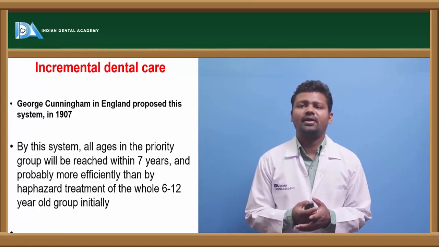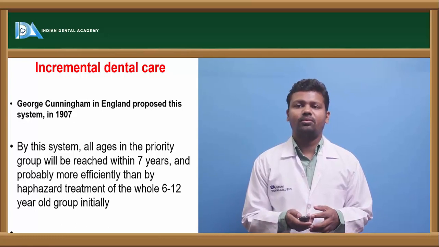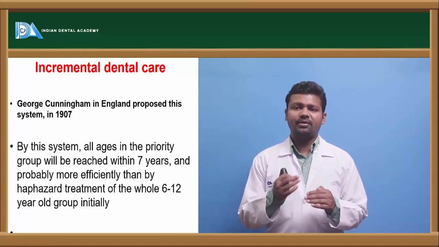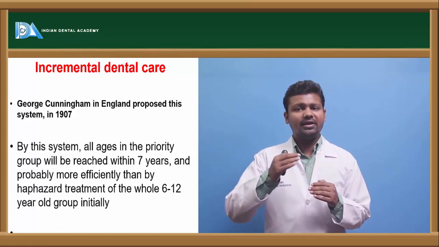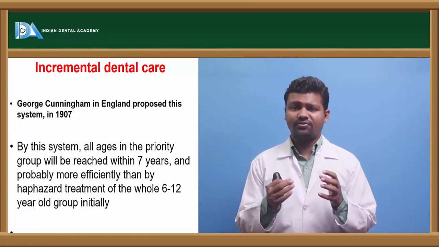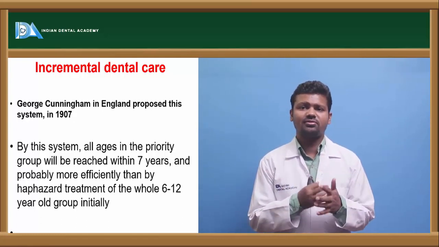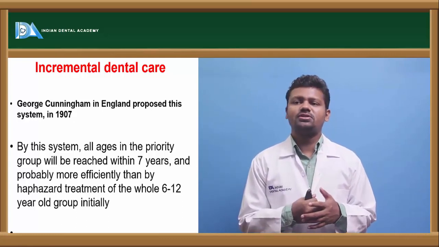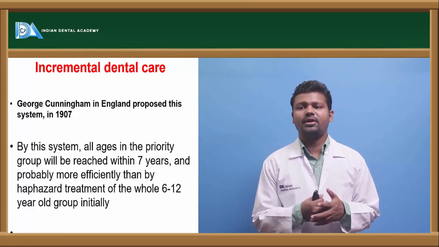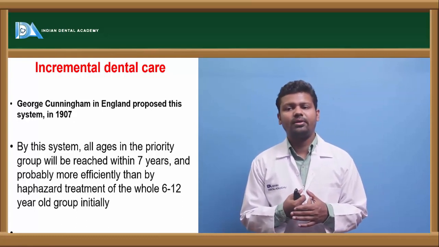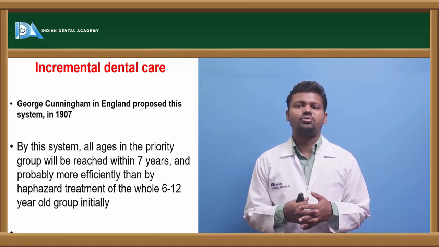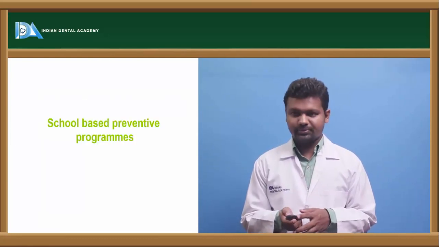It was started by Cunningham in England, who proposed the system in 1907. The care should be given in every increment of their life. The first increment should be given at 6 months of life, and then they should follow up. By the system, all the priority age groups will be reached within 7 years, and it is probably more efficient than haphazard treatment of the whole 6 to 12 years old group initially.